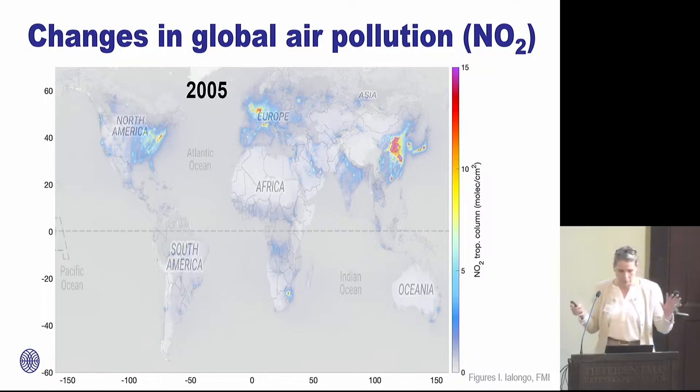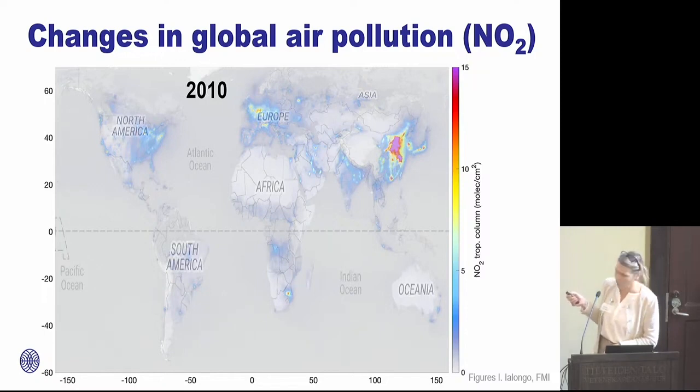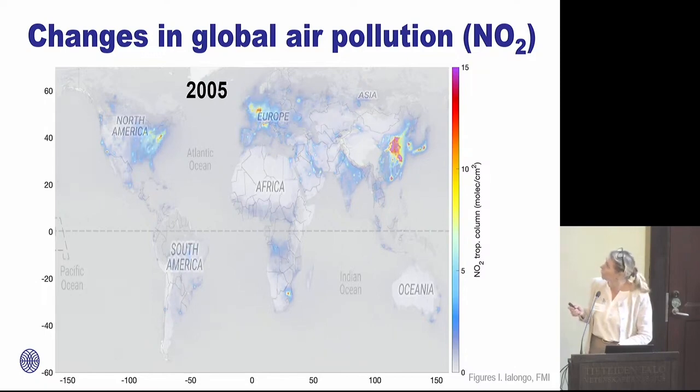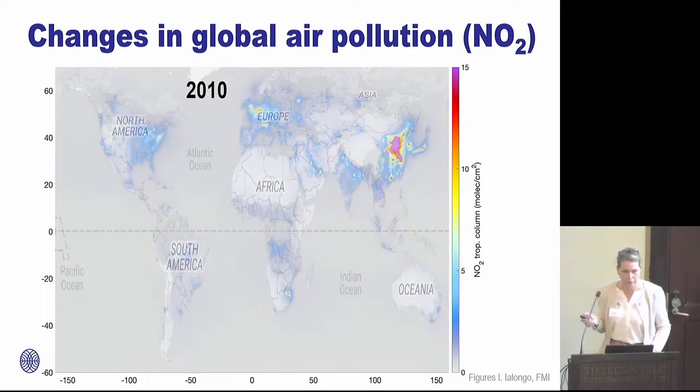Here we see the global situation in 2005 in nitrogen dioxide concentration. You see high values in Asia, Europe, North America. But then if I go forward in time, to 2010, and go back and forth, it works, yes. You see the changes. You see that in Europe and in the US, the pollution has reduced, while in Asia, it has increased in these 5 years that I show here.